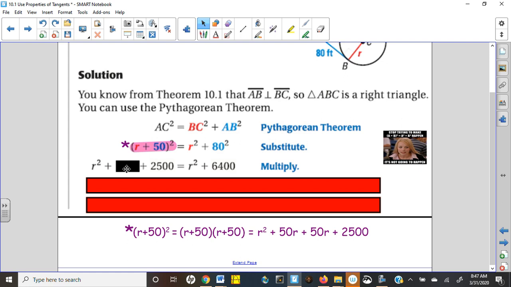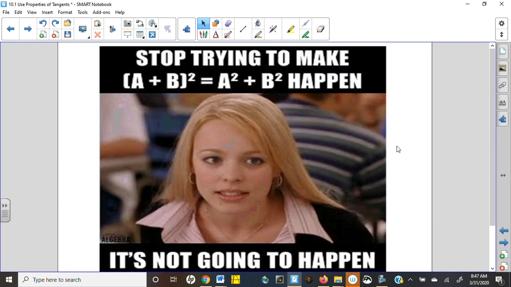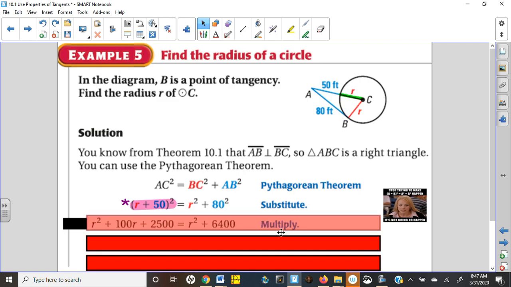And sometimes I find little teardrops on the quizzes, and it's a sad thing. So do your algebra correctly, okay? Don't try to make that happen. Ain't gonna happen, ever, all right?